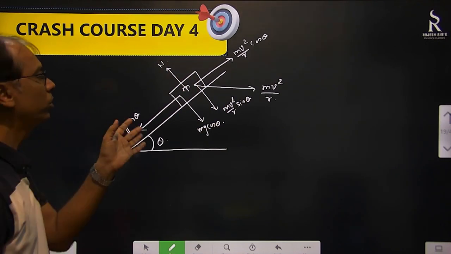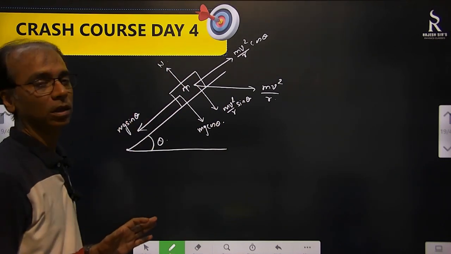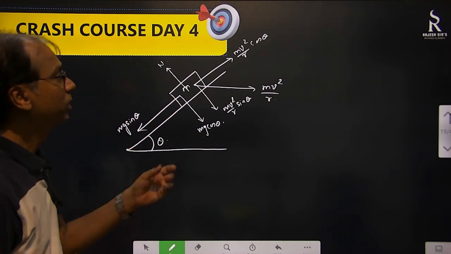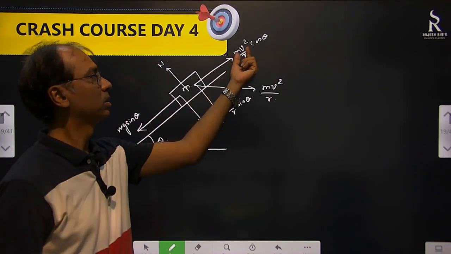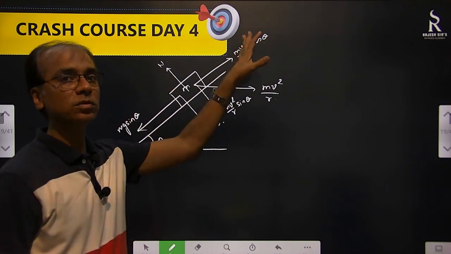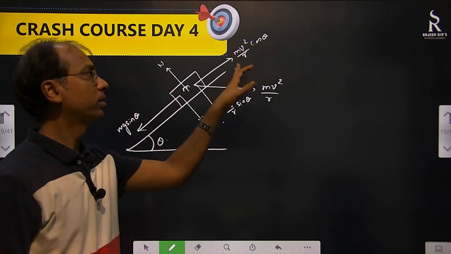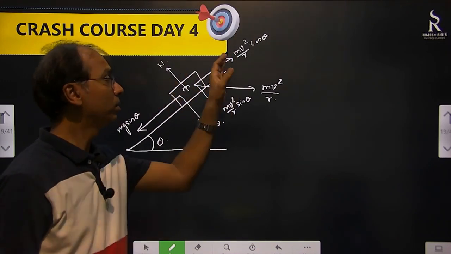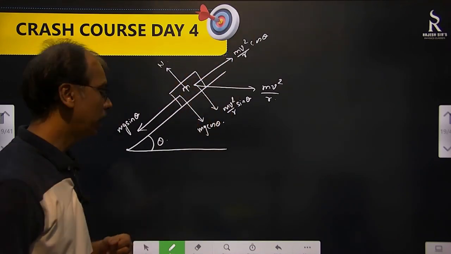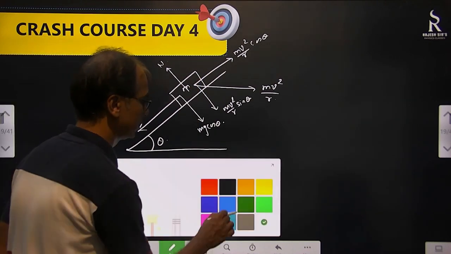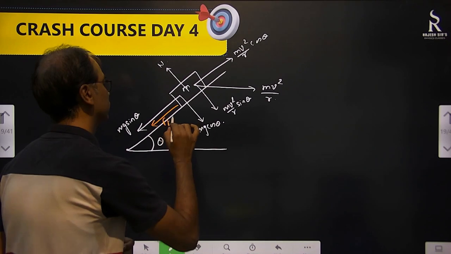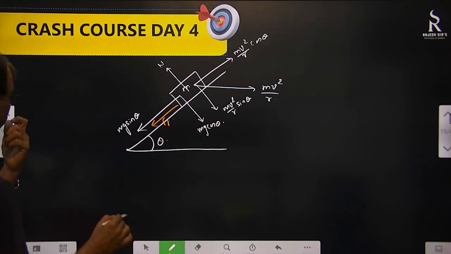Now, suppose you want to find the maximum value of velocity at which you can take the turn. When you say maximum, obviously this becomes maximum because this depends on velocity. So if this is maximum, what will this try to do? It will try to take this up. Its tendency is to make it slide upwards. So what will happen because of that? Friction will act downwards. Friction will be here downwards.